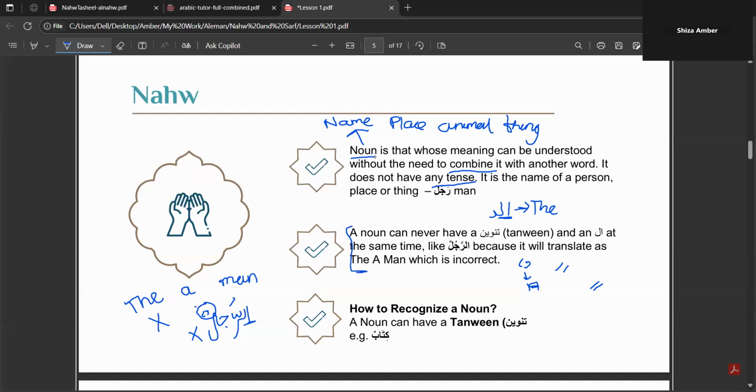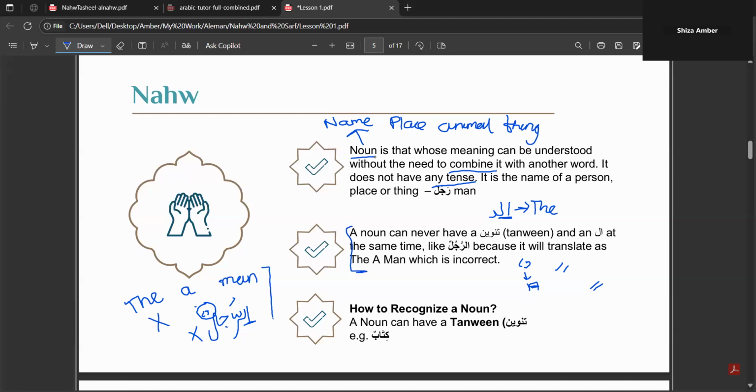So is the actual word al-rijal? Al-rijal, yeah. Or you can use rajulun. So al-rajul or al-rijal will be correct, or rajulun will be correct. But you can't attach al and tanween together because it will translate into the a man, which is incorrect in English. Hence, it's incorrect in Arabic as well. Okay, perfect.